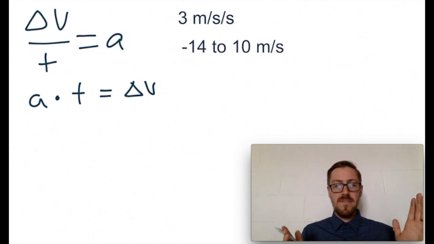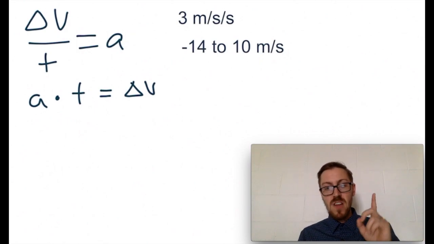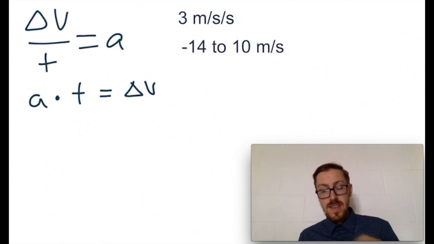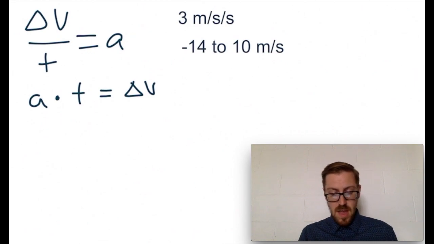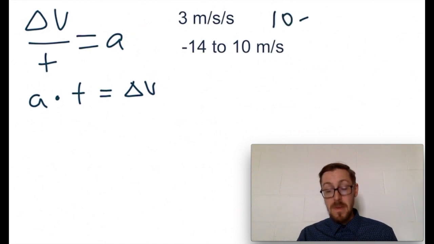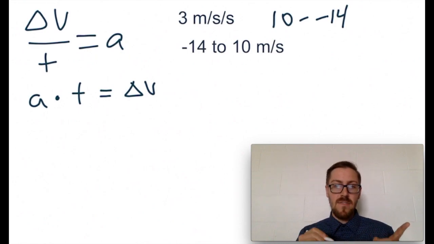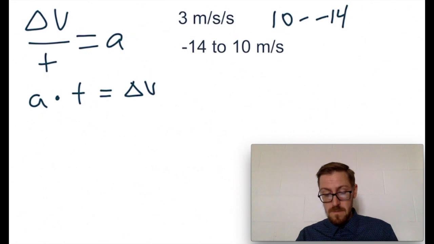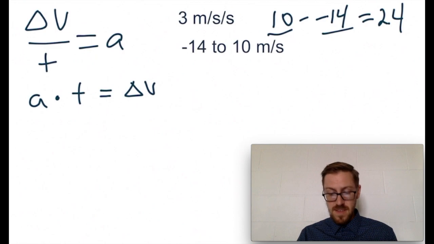This time I have a negative velocity and a positive one, but I'm still going from negative 14 to 10. So again, I do my end minus start. 10 is my end, minus 14, which is my start. Sorry, minus negative 14. That's why this one's tricky. Our starting is negative, our ending is positive. So you just need to plug our numbers where they go. Be confident. End minus start. 10 minus negative 14 equals 24. That's our delta V.